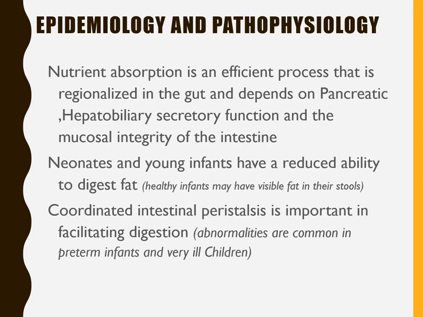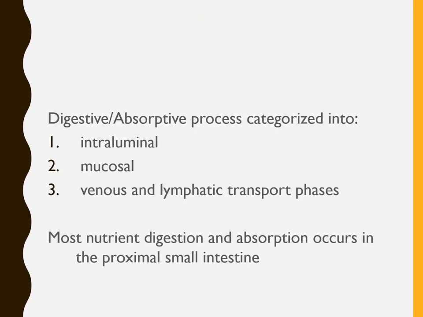Preterm infants and very ill children have reduced motility, and you need to expect that those patients might have an element of malabsorption. The digestive absorptive process is categorized into the interluminal phase, which is dependent on the pancreatic and biliary secretions. The second phase is the mucosal, which means that you need the villi, microvilli, and the brush border enzymes to be all in harmony and working. And the third phase is the venous and lymphatic transport phase. You need to remember that most nutrient digestion and absorption occurs in the proximal small intestine.